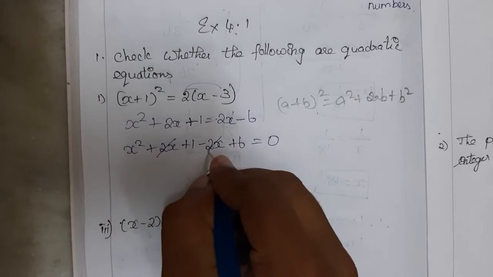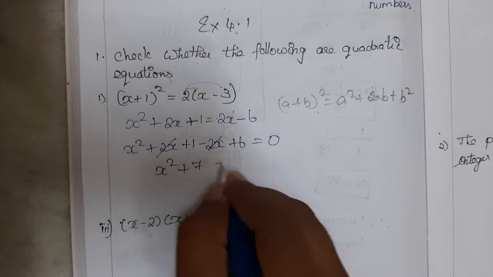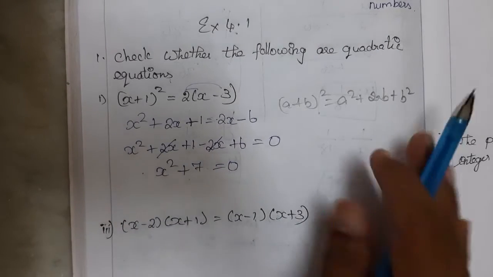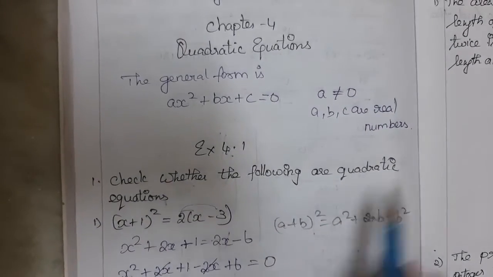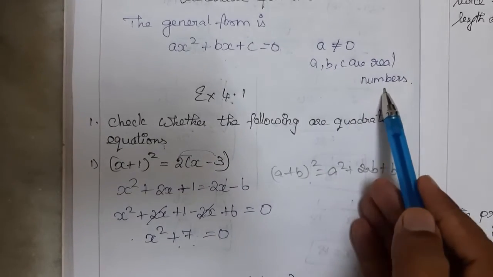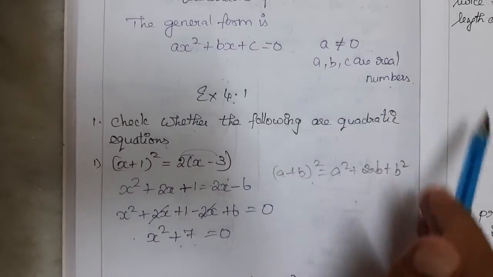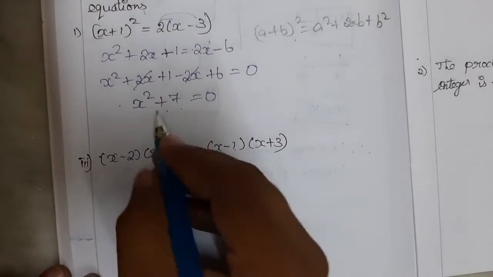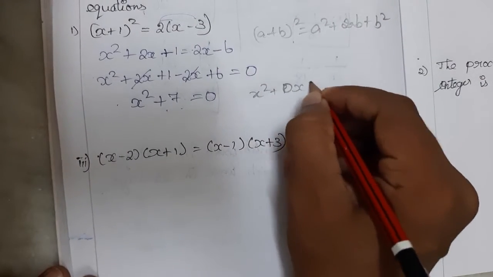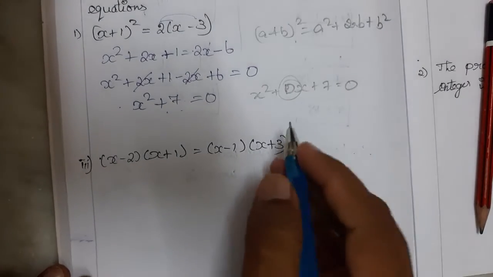So x square plus 2x plus 1, we bring it here, it becomes minus 2x, and minus 6 becomes plus 6, equal to 0. Plus 2x minus 2x is 0. So x square plus 1 plus 6 is 7, equal to 0. Is it a quadratic equation? Yes, it is of the form ax square plus b. The bx term is missing here, but b can be any real number, so it is considered 0. Only a should not be equal to 0. It is just like x square plus 0x plus 7 equal to 0, so you consider b as 0. So it is a quadratic equation, right?